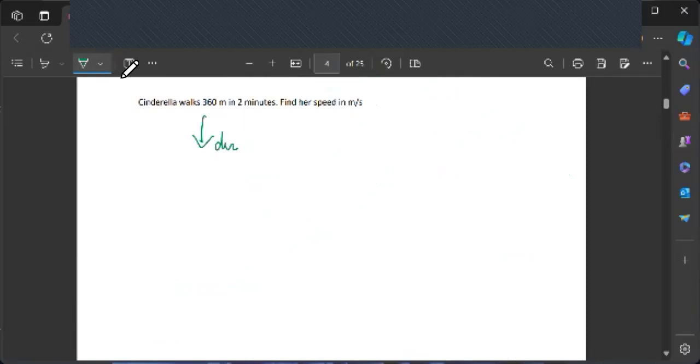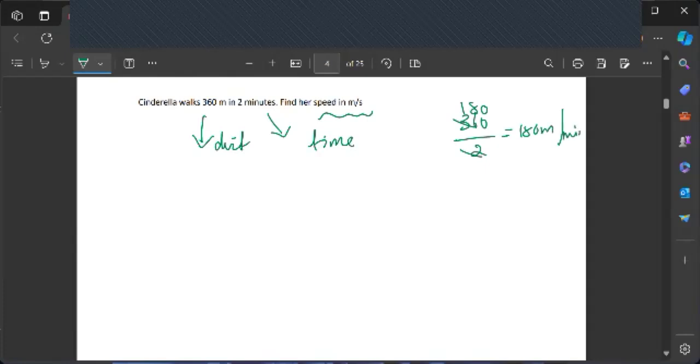This is distance, in 2 minutes, time. I want to calculate the speed in meters per second. See, if I say meters per minute, you would have said 360 by 2, 2 ones are 2, 2 18s are 180 meters per minute. But remember, I'm asking you per second. So what you have to do is convert the time to seconds.